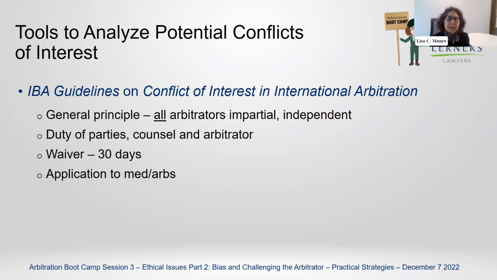This is a duty that extends not only to the arbitrator, but also to parties and their counsel. So they must alert the parties and the arbitrator if there are issues that may give rise to justifiable doubts. There is in the guidelines a 30-day period within which a party should object to any information provided as a result of disclosure. Otherwise, that party is deemed to have waived objection. There's obviously a very good practical purpose for that. And the IBA guidelines specifically state that this applies to med-arbs.